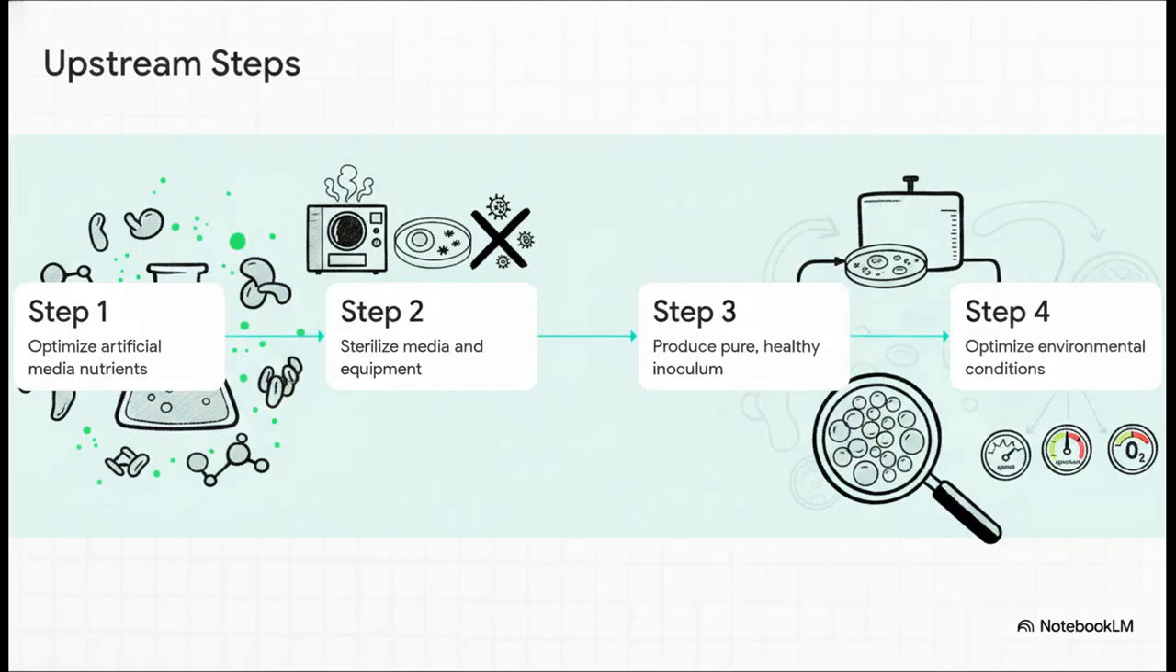So, upstream processing is broken down into 4 incredibly precise steps. First things first, you have to design the perfect artificial food, known as media, for your specific cell type. Second, you absolutely must sterilize everything. Seriously, one single rogue contaminant can ruin an entire 10,000-liter batch, which is a total nightmare. Third, you produce a healthy starter batch of cells, and we call that the inoculum. And fourth, you dial in those environmental conditions. The pH, the temperature, the oxygen levels, you get everything just right so those cells can really thrive.